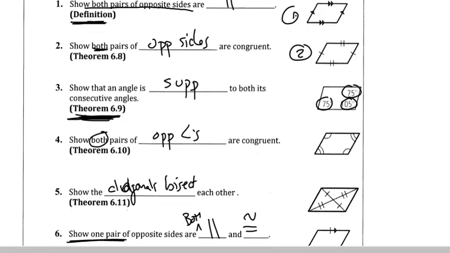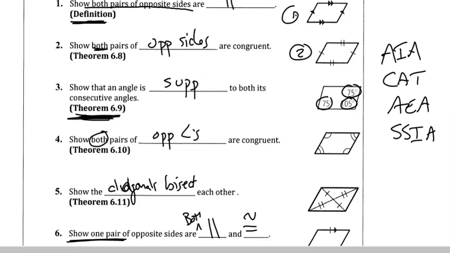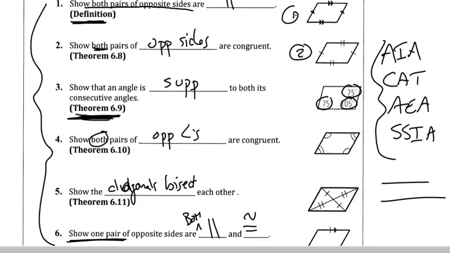These are all your ways to prove. It's like, how did we used to prove that two lines were parallel? It was the converse of AIA, the converse of CAT, the converse of AEA, and the converse of SSIA. That was the way that we proved that just lines were parallel. Now, here are the ways that you could prove that a quadrilateral is a parallelogram.